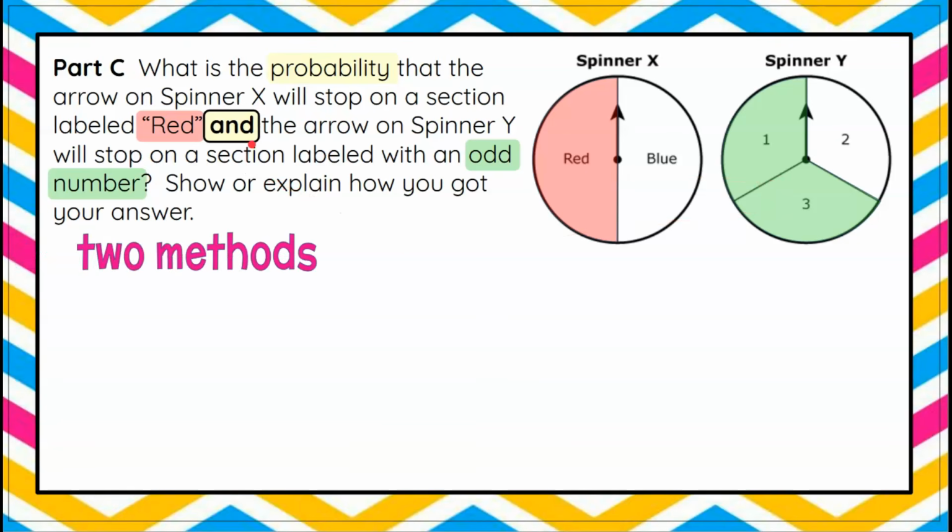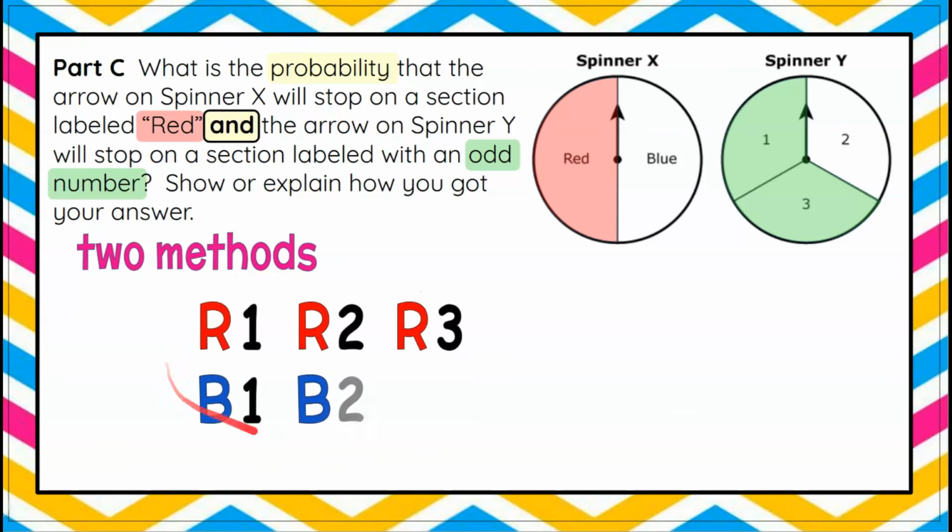So when we talk about having an "and," there are 2 different methods that we could use to find probability when we have 2 different things occurring. So 2 different experiments or 2 different events. The first one is we can use our sample space that we just created. We know that there are 6 different outcomes when we spin both spinners. We just made that in part B.